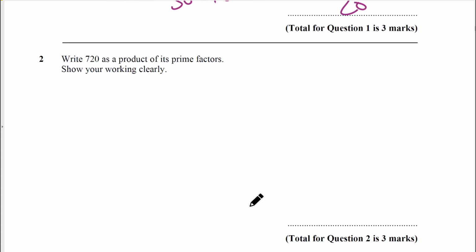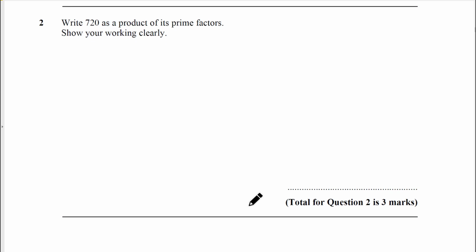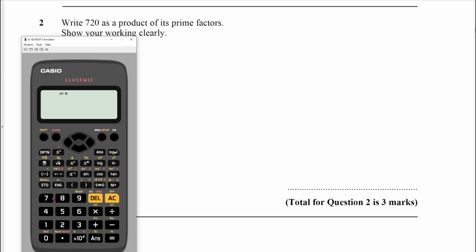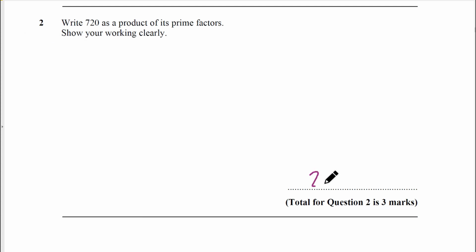Question 2, write 720 as a product of prime factors, and it's on the calculator paper. So let's do our calculator hack, just to make sure we get our full 3 marks, because people do make silly mistakes in this. You do 720, press equals in your calculator, then you see the shift and fact button. That's the answer. I'm going to write that down here. 2 to the power of 4 times 3 squared times 5.